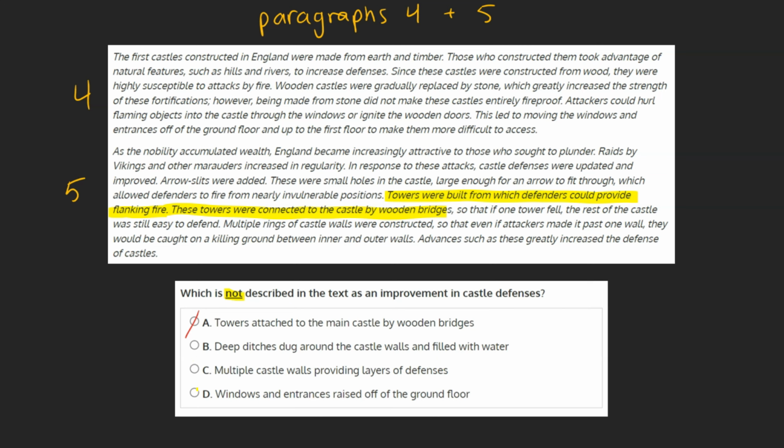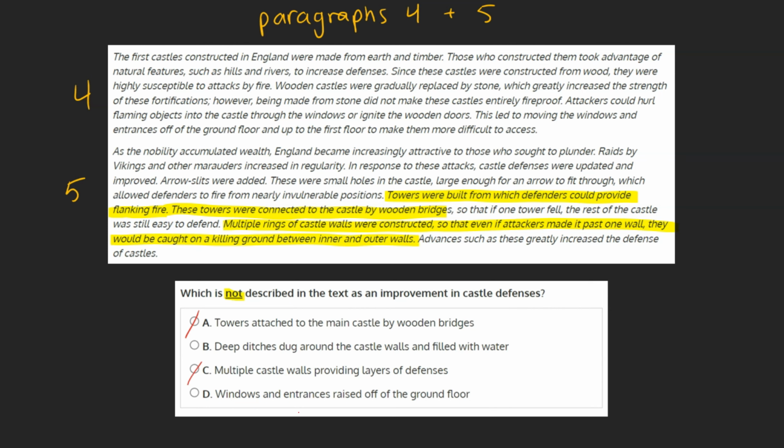C. Multiple castle walls providing layers of defenses. This too we see in the 5th paragraph when it tells us that multiple rings of castle walls were constructed so that even if attackers made it past one wall, they would be caught on the killing ground between inner and outer walls. Again, because this can be backed up in the text, we can mark it as incorrect.